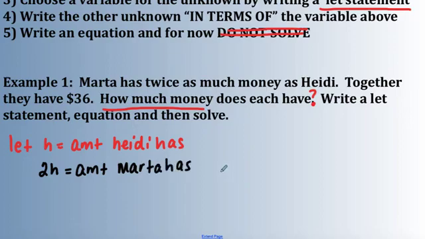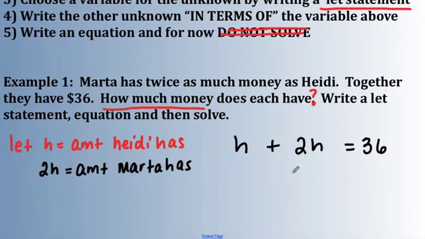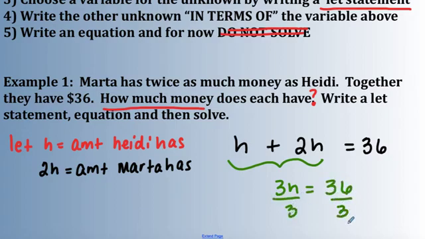All right, so it says together they have $36. So we know that whatever they have together equals 36. Together means add, so we're going to do H plus 2H equals 36. All right, now we're going to solve this, okay? So I'm going to add the like terms. I'm going to get 3H equals 36. I'm going to divide both sides by 3, so H equals 12. That means that Heidi has $12 and Marta has 2 times that, which would be $24.